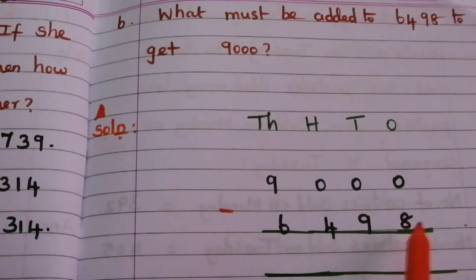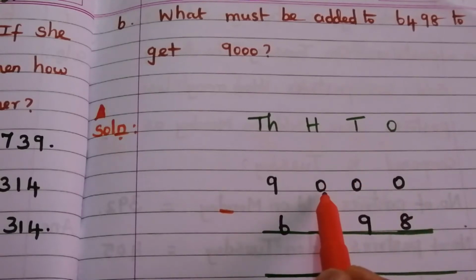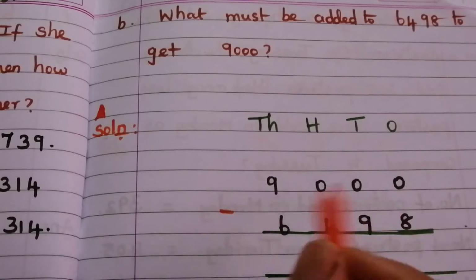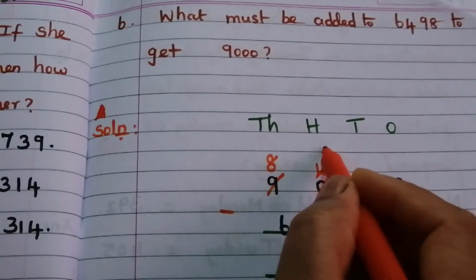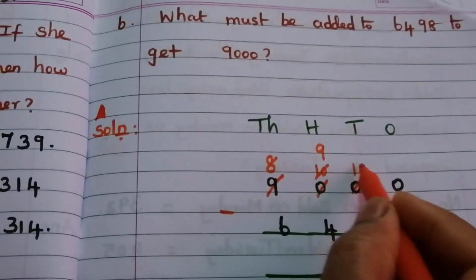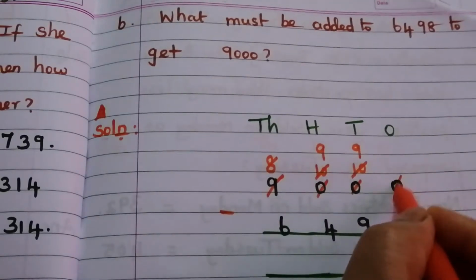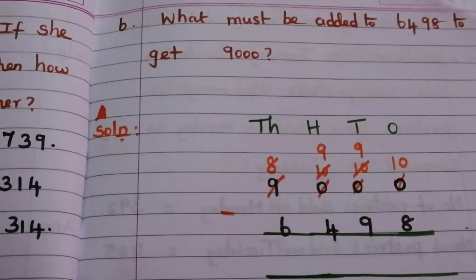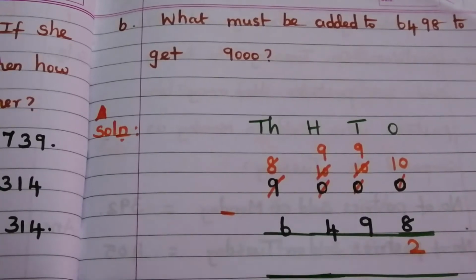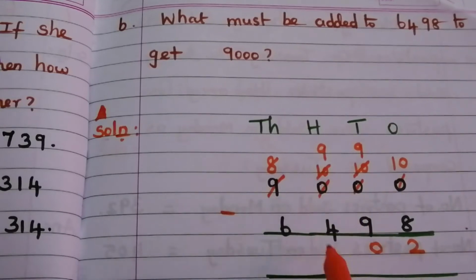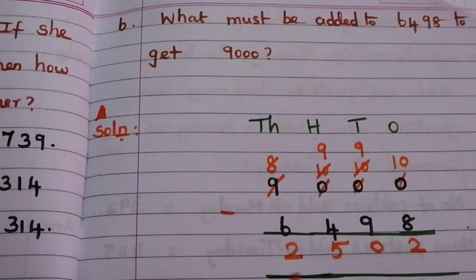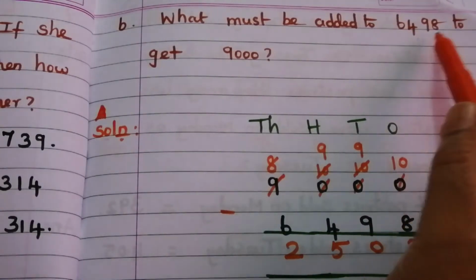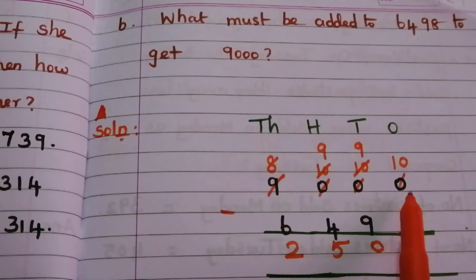Then start from ones place, and in ones place, tens place and hundreds place the values are 0. So borrow from here, it becomes 8 and this 0 becomes 10, and borrow from here it becomes 9. The 0 becomes 10 and borrow from this 10 it becomes 9. Now this 0 becomes 10. So 10 minus 8 is 2, 9 minus 9 is 0, 9 minus 4 is 5, 8 minus 6 is 2. So 2502 added to 6498 to get 9000.